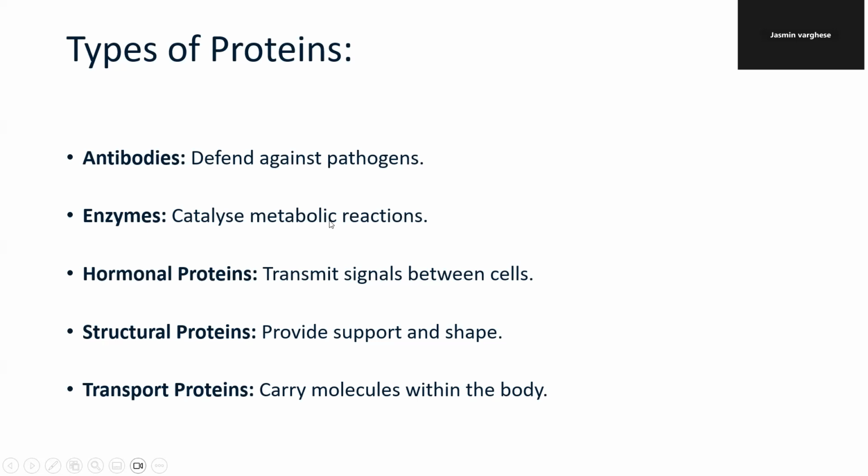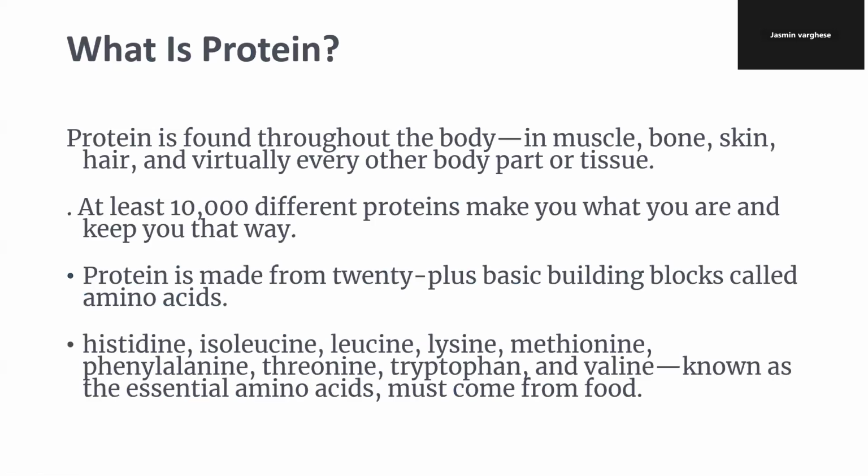What is the use, relevance, or significance of proteins in our body? Again, we will go to an explanation. Protein is found throughout the body, in muscles, bone, skin, hair, and virtually every other body part or tissue. At least 10,000 different proteins make you what you are and keep you that way. Protein is made from 20 plus basic building blocks called amino acids.